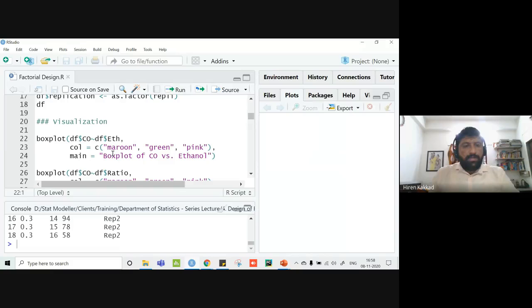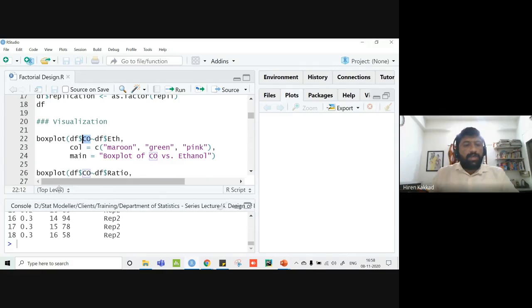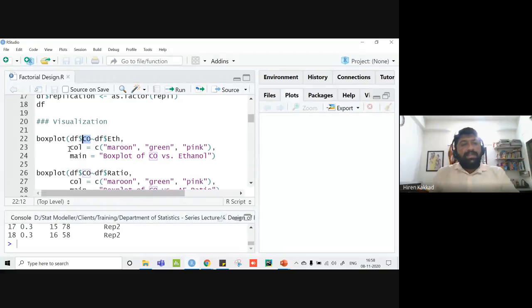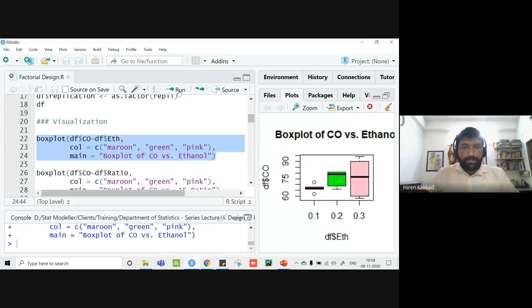So first what I'm doing is I'm preparing this box plot of this CO, that is carbon monoxide, and these levels of this ethanol. So here 0.1, 0.2, and 0.3, 3 levels are there, and I'm giving this color to the boxes. So maroon, green, and pink, those 3 colors I'm giving, and I'm giving the title. So let me run this.